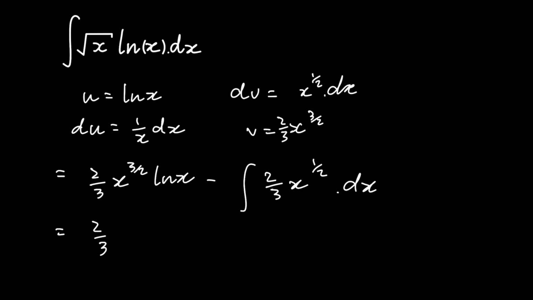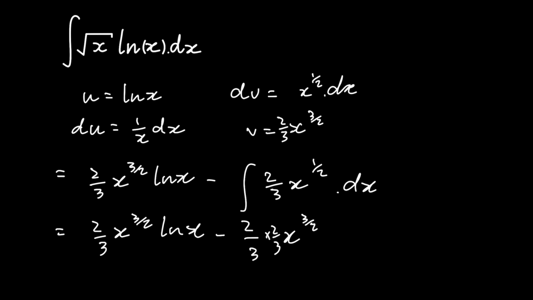So we have 2 over 3 x to the power of 3 over 2 natural log of x minus, and then we keep this 2 over 3 constant out, and then we increase our exponent by 1, so x to the power of 3 over 2, and we divide by this new exponent, so we're dividing by 3 over 2. And if we're dividing by 3 over 2, it's the same thing as multiplying by 2 over 3.